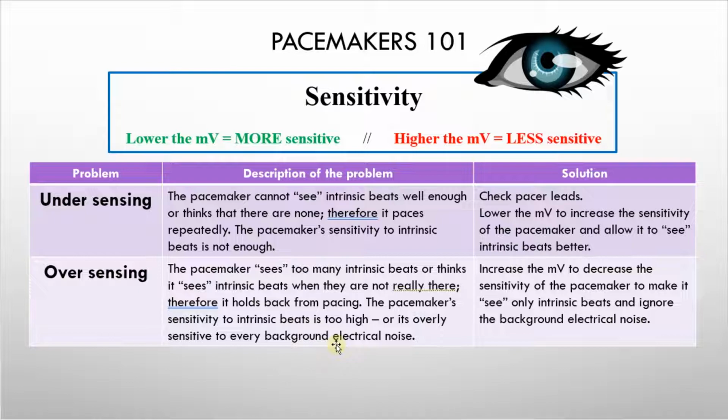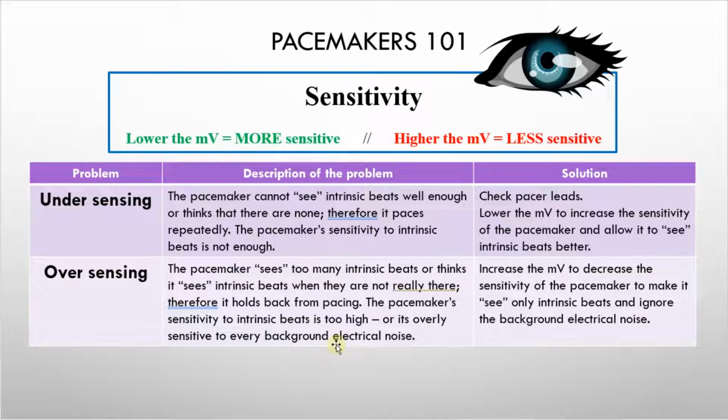Which brings us to two of the problems of sensitivity. One is undersensing and one is oversensing. Undersensing is just the pacemaker cannot see the patient's intrinsic heartbeats well enough, and therefore it starts pacing repeatedly because it thinks that there is no heartbeat. So the pacemaker starts to panic a bit and starts to just fire randomly. And one of the solutions is to check the pace leads.